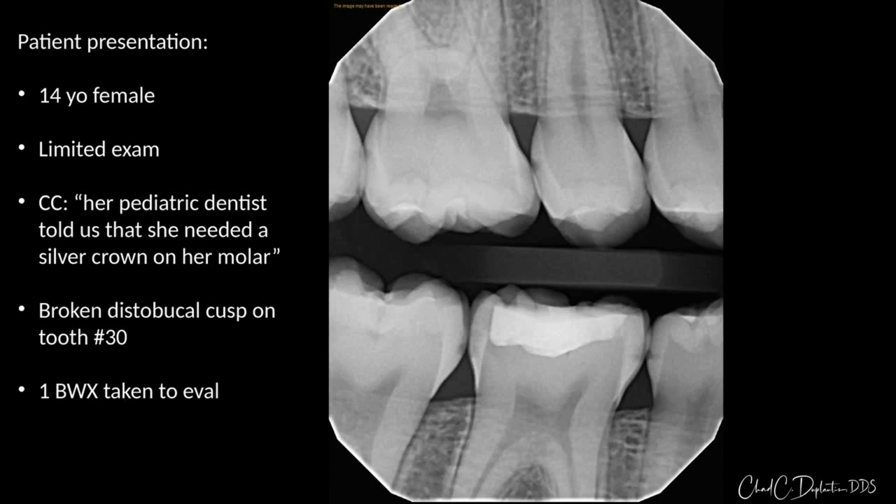Chief complaint was that mom said that the pediatric dentist told her that she needed a silver crown on her molar. And so, as we all know, Mama Bear is usually not too happy when their baby's going to get a silver crown or a stainless steel crown on a permanent tooth, much less a baby tooth as well. So, the patient presented, she had a broken distal buccal cusp on tooth number 30. And we took this one radiograph just to evaluate the area that was of concern.